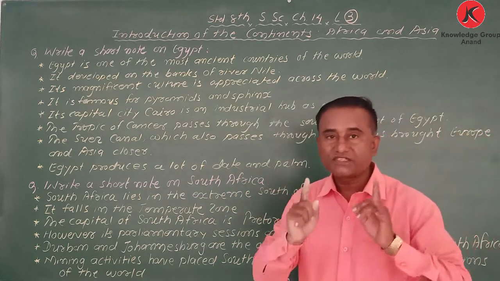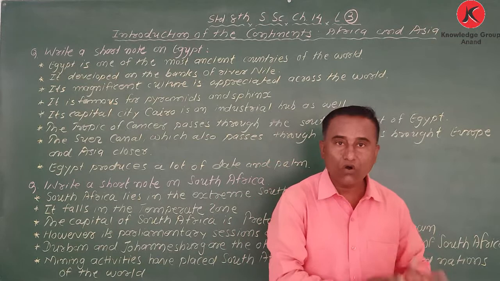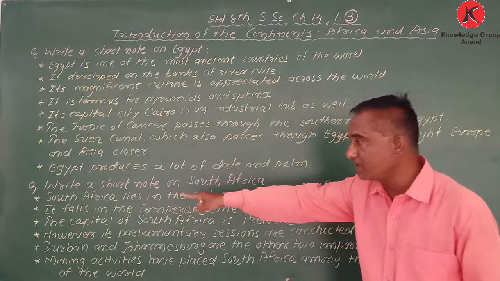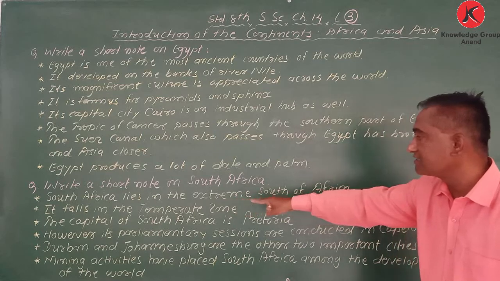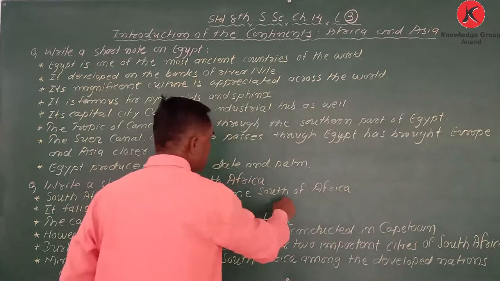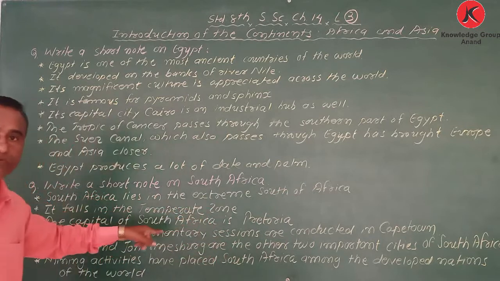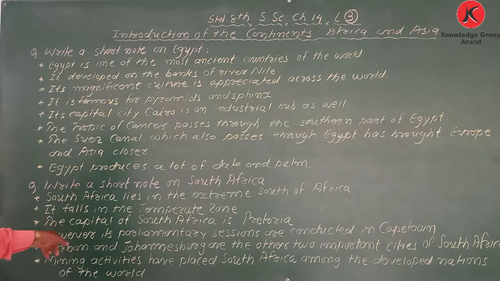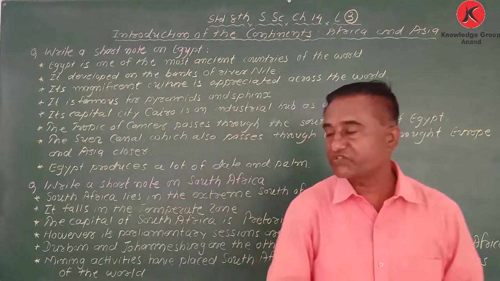My dear student, South Africa is located in the southern part of the continent Africa. Here, first point: South Africa lies in the extreme south of Africa. In the Africa continent, in the southern part, South Africa is located. South Africa falls in the temperate zone.